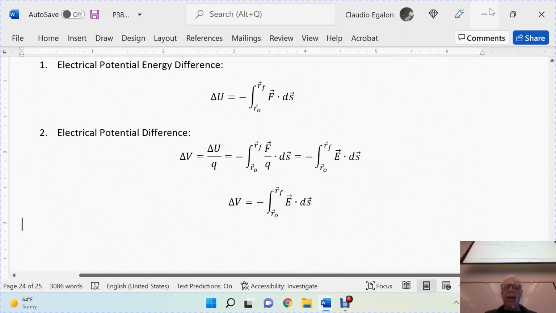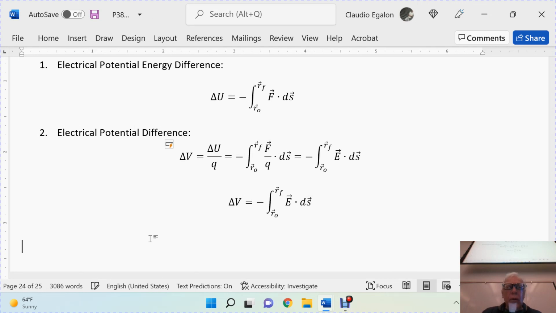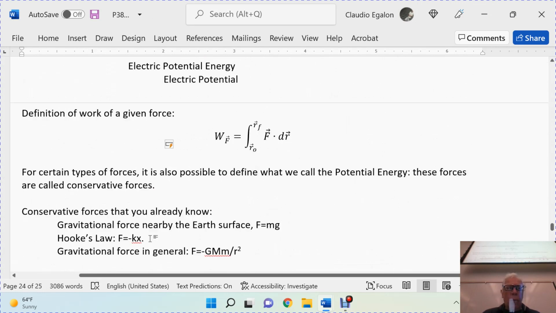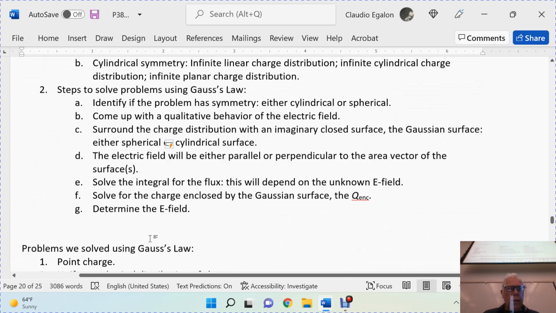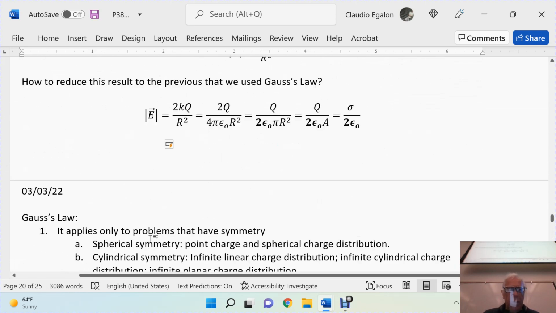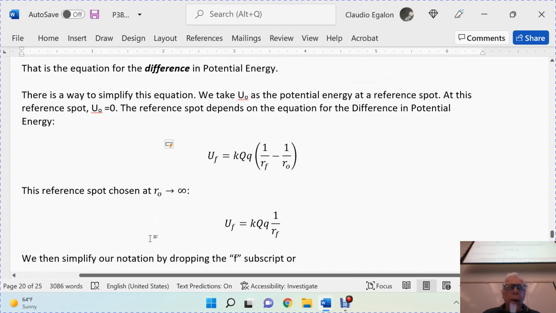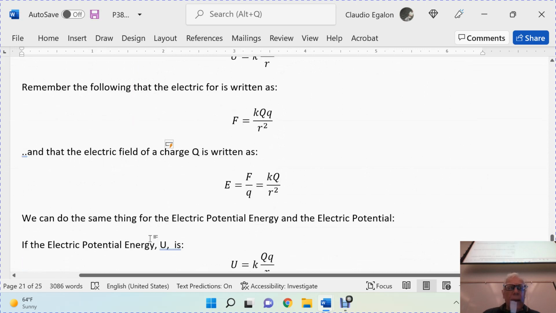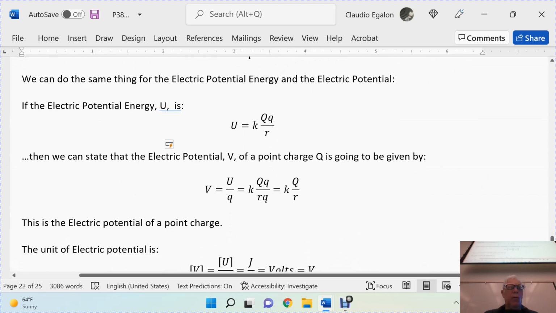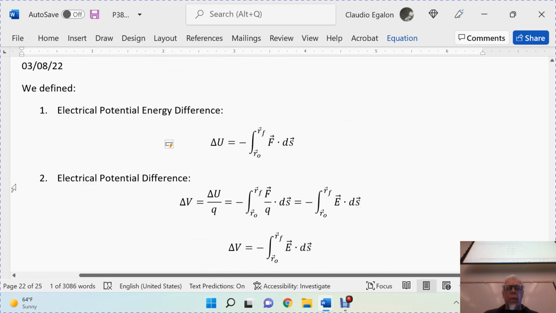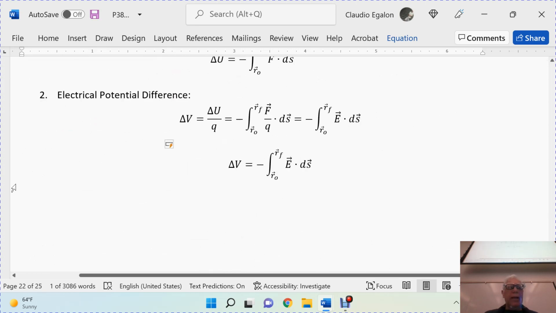Okay, so here you go. You already saw that. Here you go, the electric potential of a point charge. Did we do that? Let's see here. We did the electric potential energy of a point charge. Oh yeah, here you go. We did the electric potential of a point charge, kQ over r. If the charge is negative, then the electric potential is going to be negative.